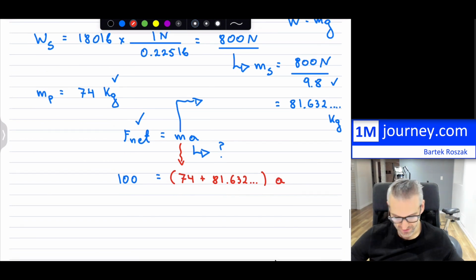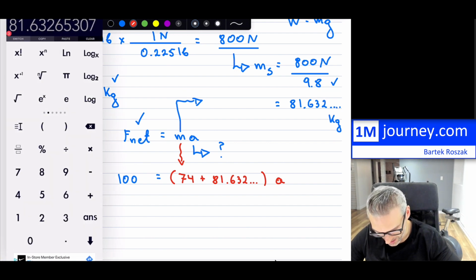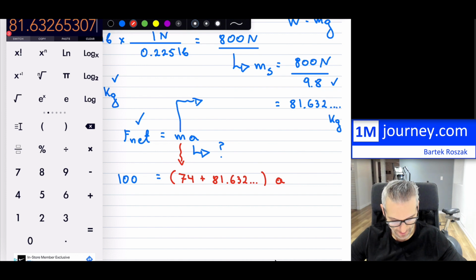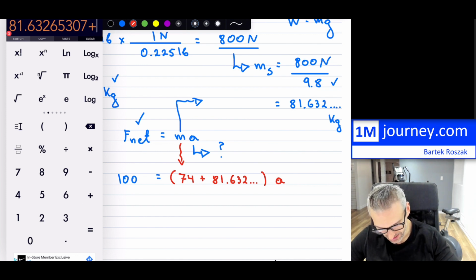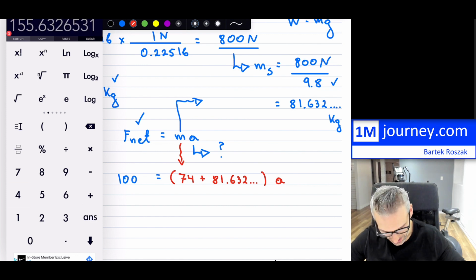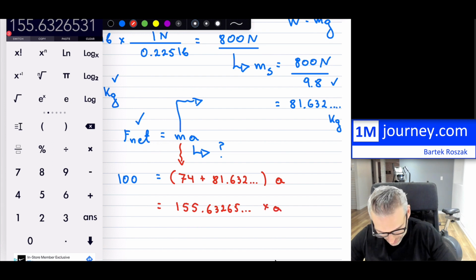So that's what I have there. And now I have to solve for the acceleration. Okay, so let's do that. So this is the mass of the stretcher, plus the mass of the patient, so that's going to be 155.63 to 65, etc., multiplied by the acceleration, that's 100.